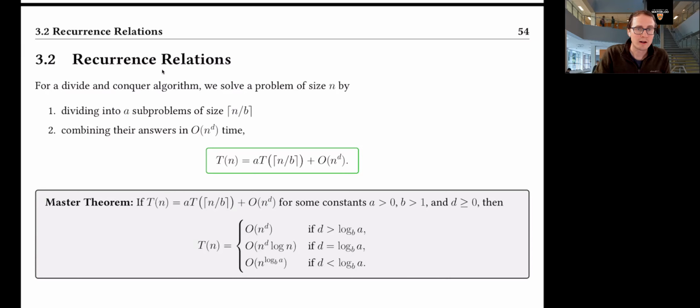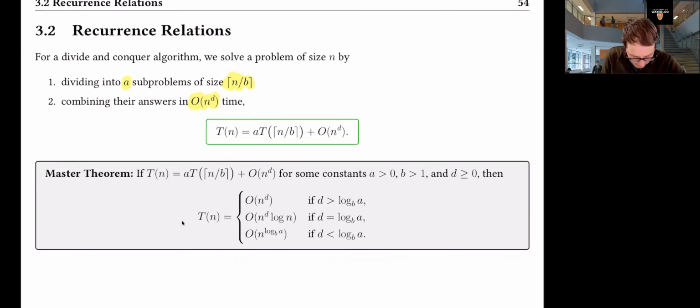So for a divide and conquer algorithm, I'm going to now generalize this idea of writing the recurrence relation. We solve a problem of size n by dividing it into a subproblems of size n over b, and then combining their answers in big O of n to the d time. These a, b, and d are the things that characterize the particular algorithm we're using. The overall recurrence looks like T(n) is equal to a T(n/b), a problems of size n over b, plus big O of n to the d time to combine their answers.